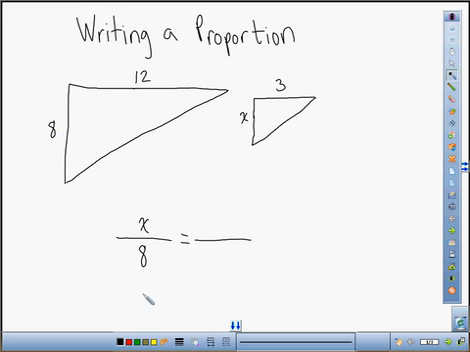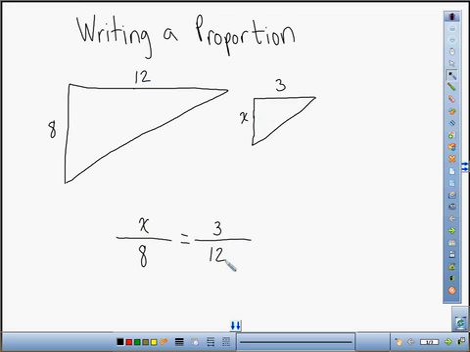Now, when you're setting up your proportions, it doesn't matter which side you use first in your first fraction. What does matter is that if I started with the smaller triangle on the top, I have to make sure that the smaller triangle is on the top on this side as well. So this side 3 matches up with this side 12, so I'll make sure that I put the 3 on the top and the 12 on the bottom. So you do want to be consistent in that respect. Whichever triangle you start with on the top on one side, it also has to be on the top on the other side. So now we just cross multiply and solve.